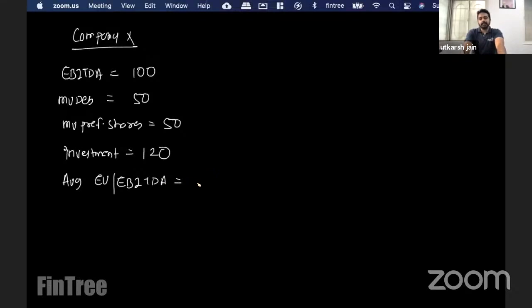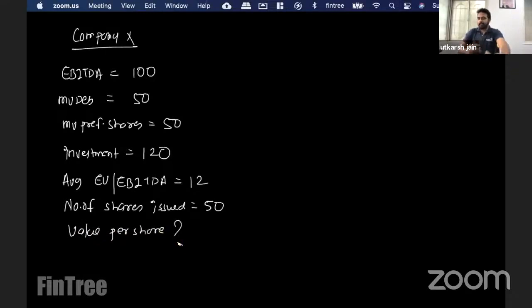is, let's say, a crazy 12, a massive EV by EBITDA multiple, and the number of shares issued will be, let's say, 50. So based on this information, calculate the value per share using the EV by EBITDA technique.